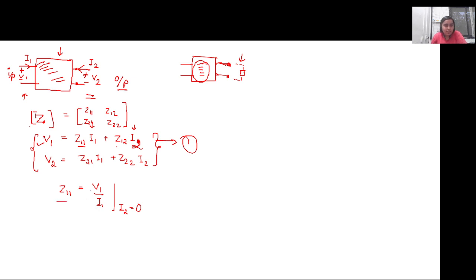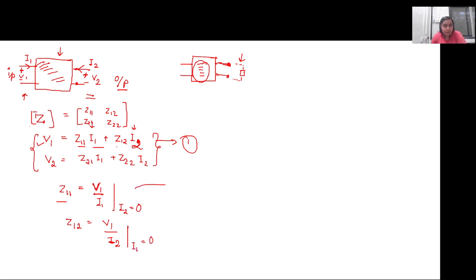Since this is the source voltage by the source current, this is known as the source impedance parameter. Similarly, Z12 can be calculated by considering I1 to be equal to 0. So Z12 is given by V1 by I2, which is the source voltage by the load current, I2 being the output current, with I1 equal to 0.